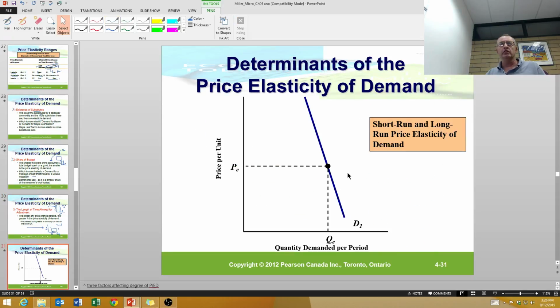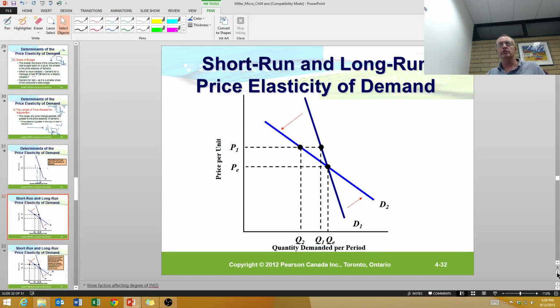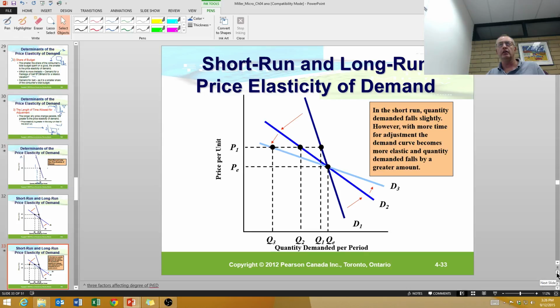Okay, so here's our short run demand curve. We don't have a lot of time to switch, so a big price change, P2, leads to a small change in quantity, Q2. But as we have more time to change our consumption patterns, the demand curve will get relatively flatter, and we can substitute out of the product for substitute products.